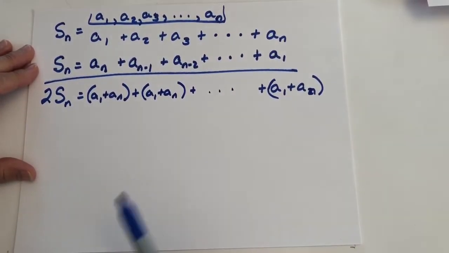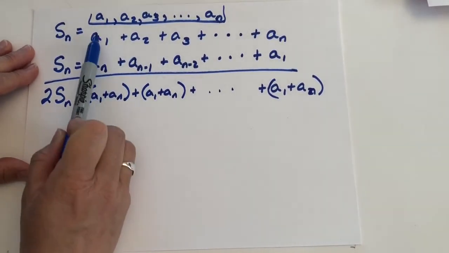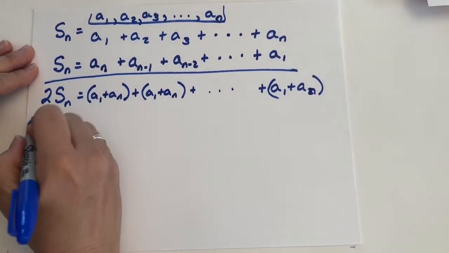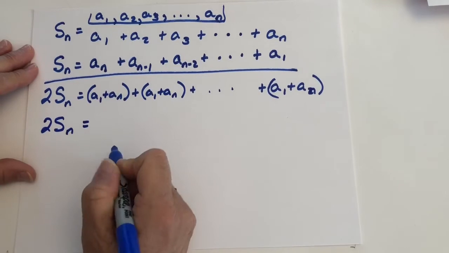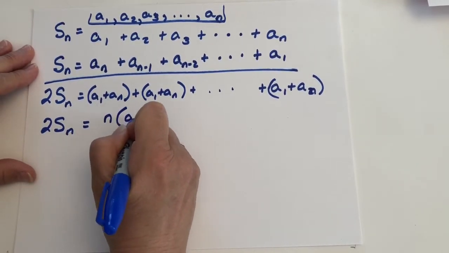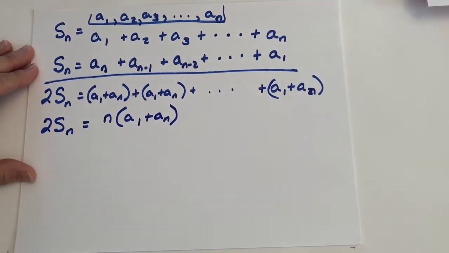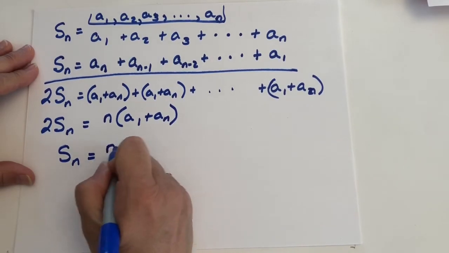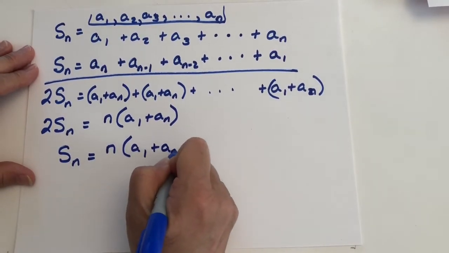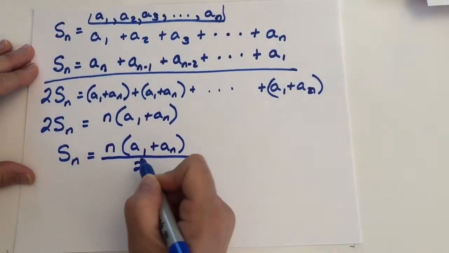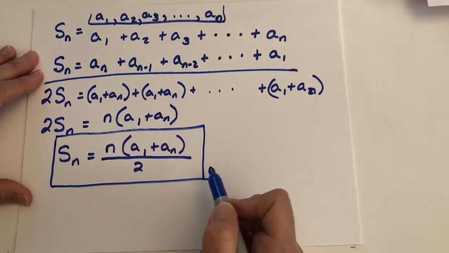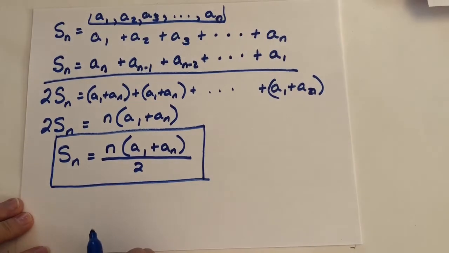And when we count how many of these sums we have, there'll be 1, 2, 3, all the way out to n. So we have 2 times s sub n equals n of those sums. And we can divide by 2. We have n times a sub 1 plus a sub n divided by 2. And here's the formula that we want to know that we can use when finding the sum of the first n terms of an arithmetic sequence.